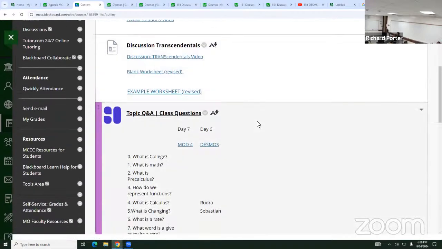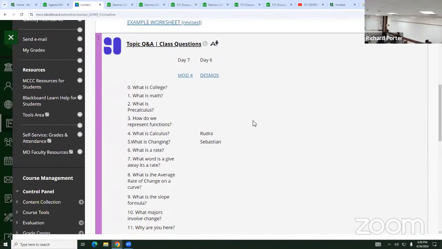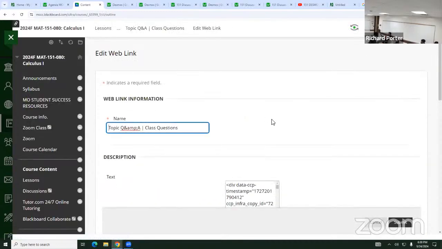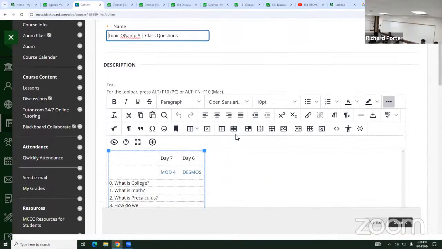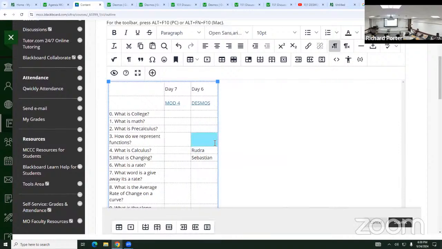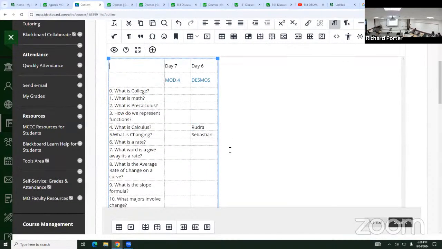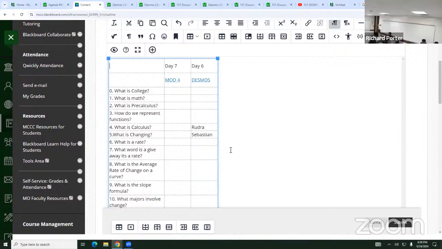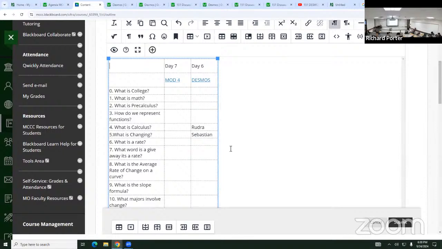Now in mod 4, I'm going to ask Rudra, what is calculus? Is the language and study of change. No, math is a language. Calculus is a type of language. It's the study of change. Sebastian, what is changing? I'll take broader answers. I'll take sort of answers at this point.